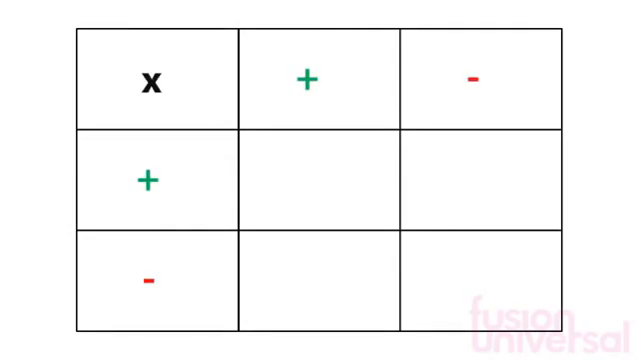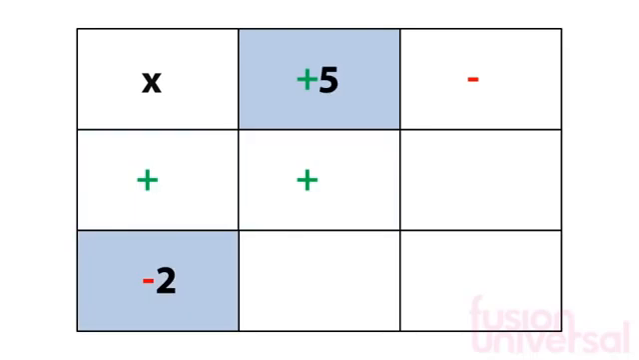First, let's look at an example of a positive number multiplied by a positive number. Positive 9 multiplied by positive 3. This gives a product of positive 27. So we know that a positive number multiplied by a positive number gives a positive product.